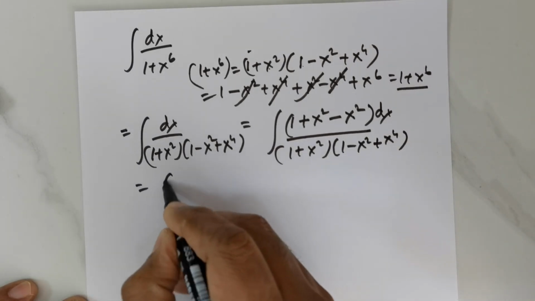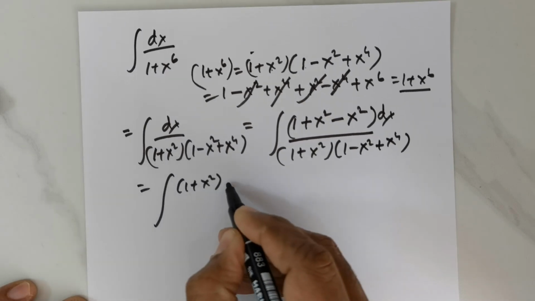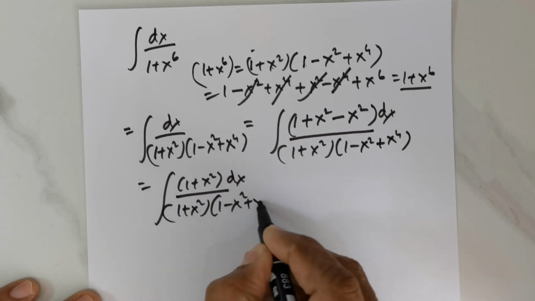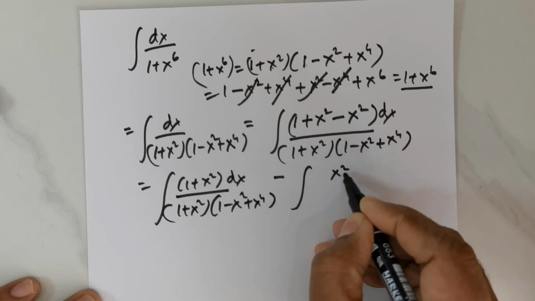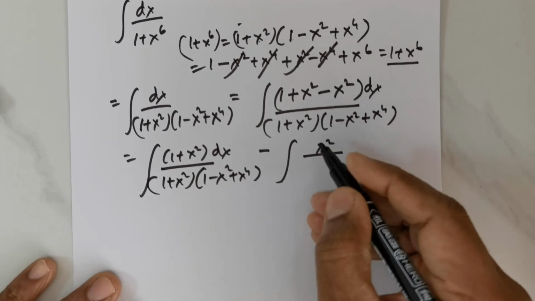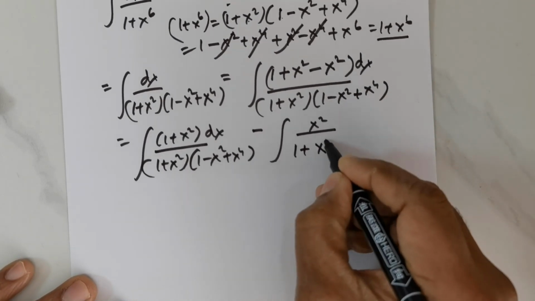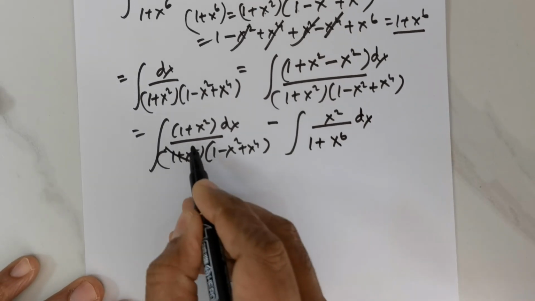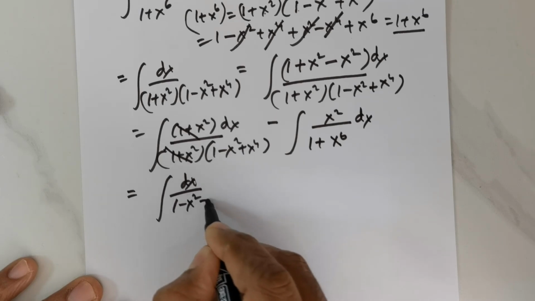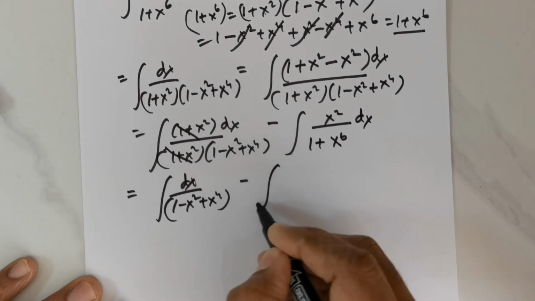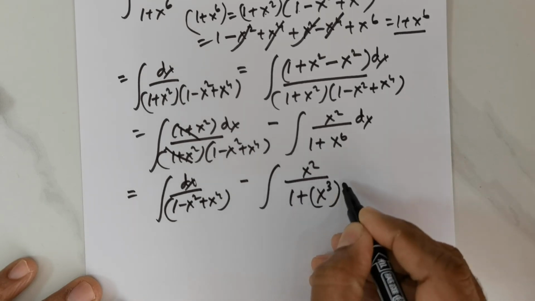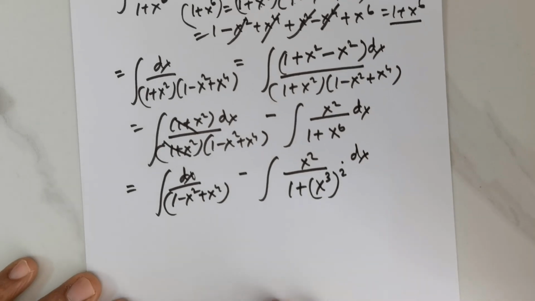Now this is rewritten as the integral of (1 + x^2) dx over (1 + x^2)(1 - x^2 + x^4), minus the integral of x^2 over the denominator. The denominator is nothing but 1 + x^6, so I will write that as 1 + x^6 times dx. Now 1 + x^2 gets cancelled, giving me the integral of dx over 1 - x^2 + x^4, minus the integral of x^2 over (1 + x^3)^2, which you can clearly visualize can easily be integrated.